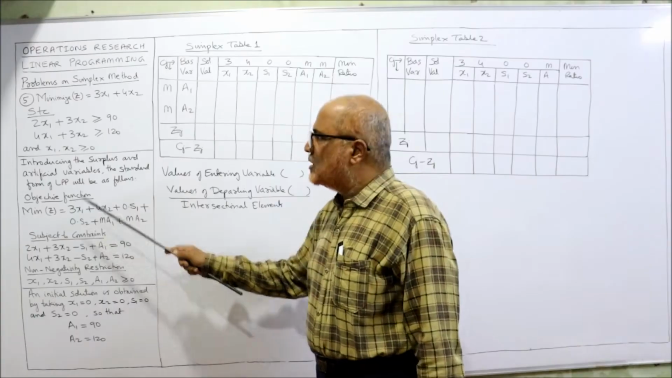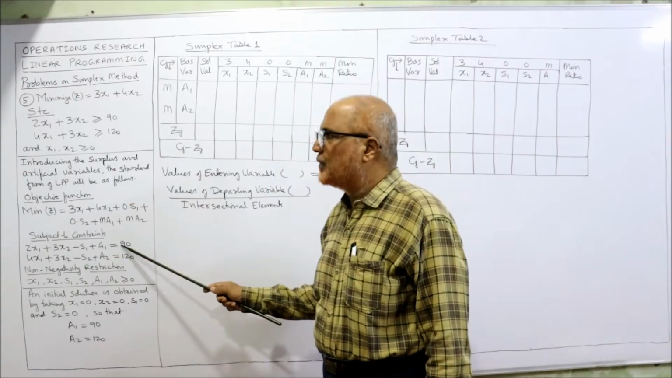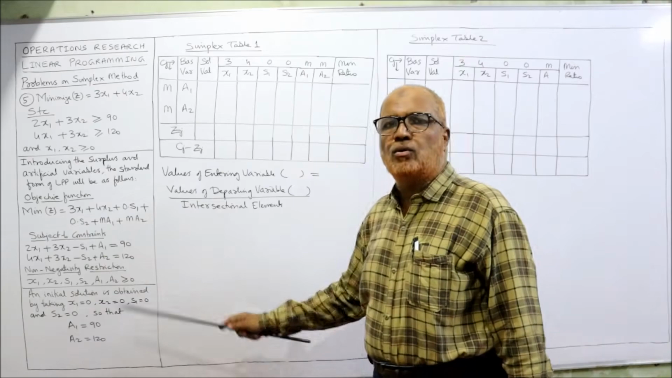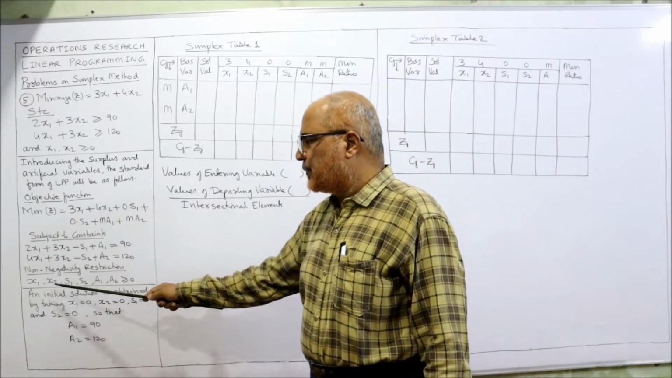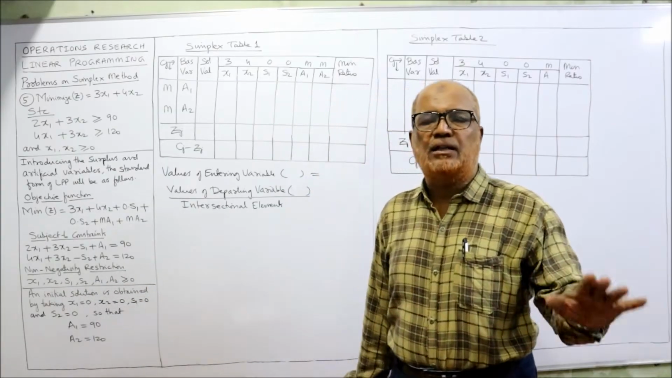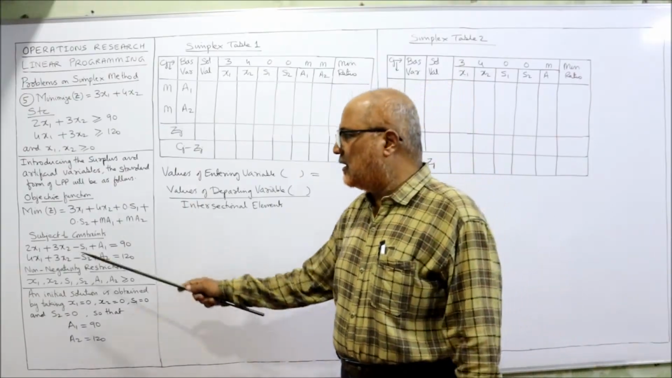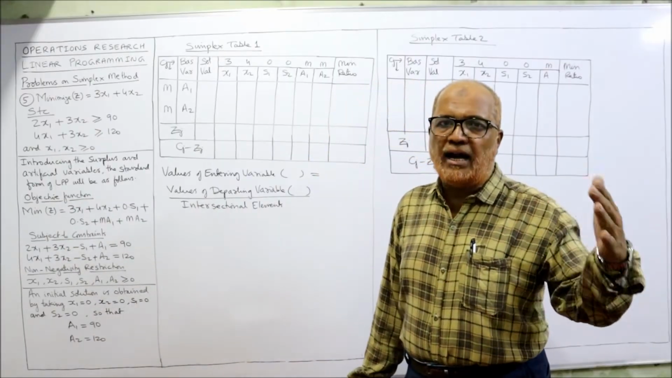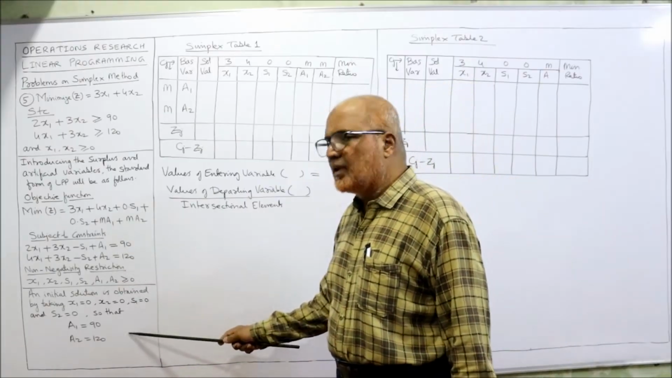Now subject to the constraints: 2x1 + 3x2 - s1 + a1 = 90. Similarly, 4x1 + 3x2 - s2 + a2 = 120. The non-negativity restrictions are x1, x2, s1, s2, a1, a2, all greater than or equal to 0. Now an initial solution is obtained by taking x1 = 0, x2 = 0, s1 = 0 and s2 = 0, so that a1 becomes 90 and a2 becomes 120.